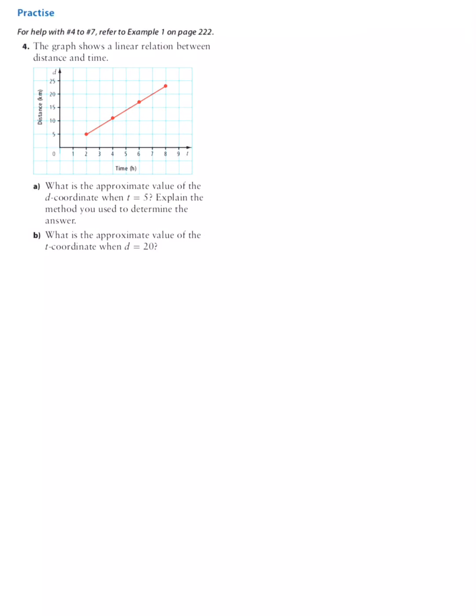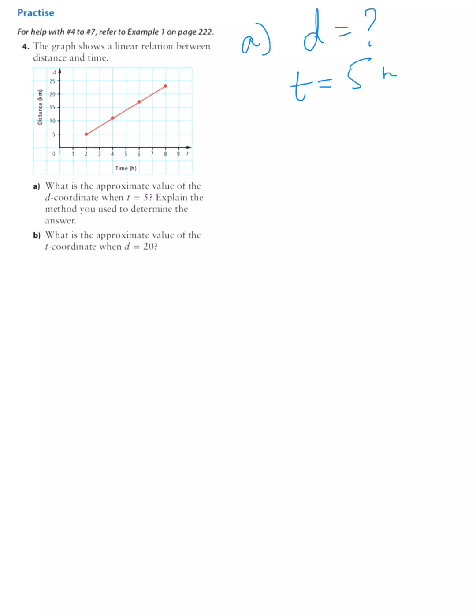Okay, let's try one question right from the assignment. We'll do number 4 together. The graph shows a linear relation between distance and time. So let's say they measured a car, how far it drove in a certain amount of time. That's a pretty common science physics question. It says for part A, what is the approximate value of the d-coordinate when t is 5? So for part A, we're trying to find what's the distance when t is 5.